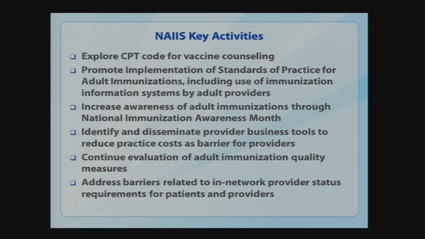And we also want to identify and disseminate provider business tools to reduce practice costs as a barrier for providers. We want this to be a winning proposition, not just for our patients, but also for our providers and their offices. And then we also want to continue the evaluation of adult immunization quality measures. And finally, address any barriers that are related to in-network provider status requirements that occur not only for our patients, but also for many of our providers.